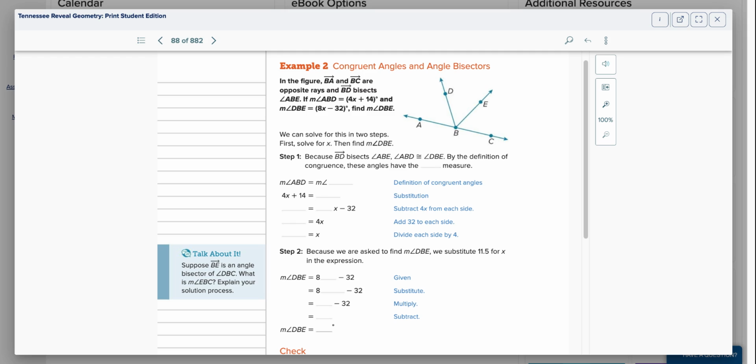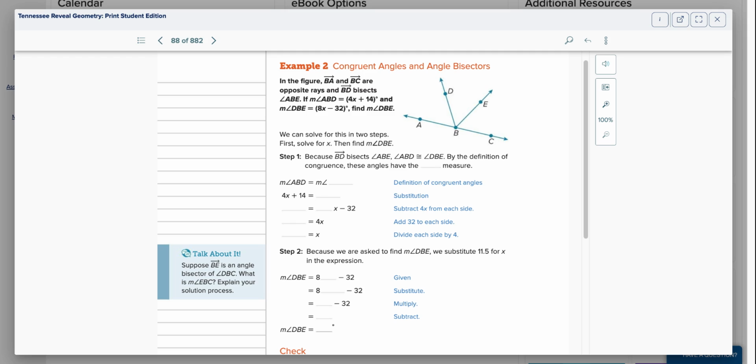Now, I don't know how your teacher's going to want it, if the decimal's okay with them, or if they're going to want it as a mixed number. So it'd be 11.5, or if they want it as an improper fraction, it would be 23 over 2. You got to decide what your teacher wants. Either way, we are going to do a plug and chug, because this problem also asked me to find DBE, which means I got to do a little plugging and chugging.